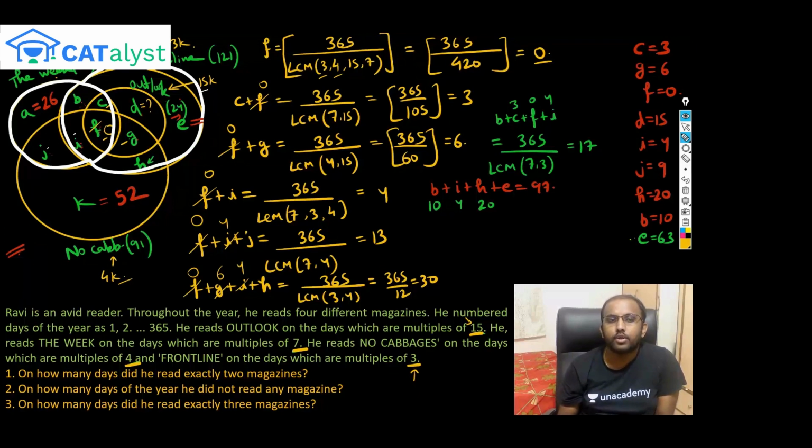Did he read exactly 2 magazines, right? The person tried to calculate exactly 2 magazines. So look at where exactly 2 magazines are. Just look at the circle. B should be for exactly 2 magazines.